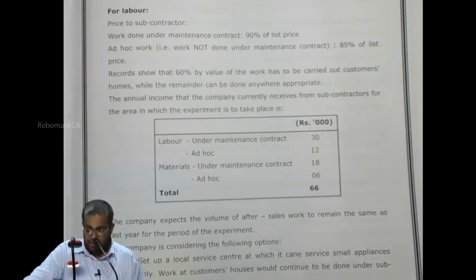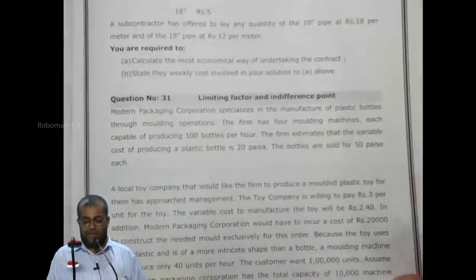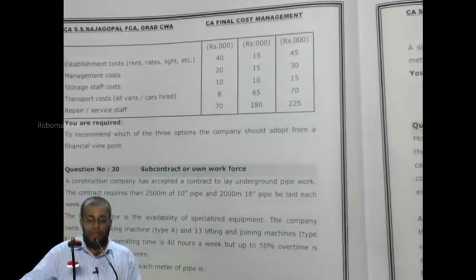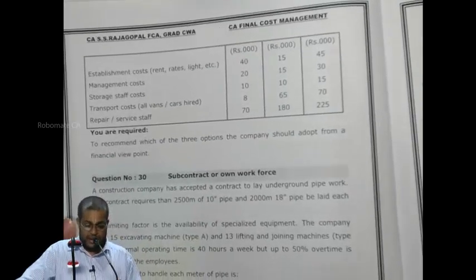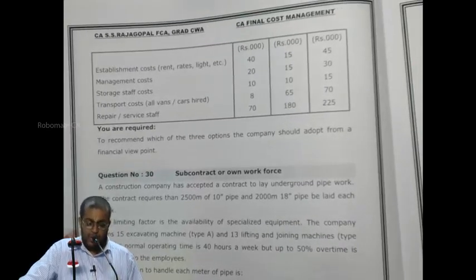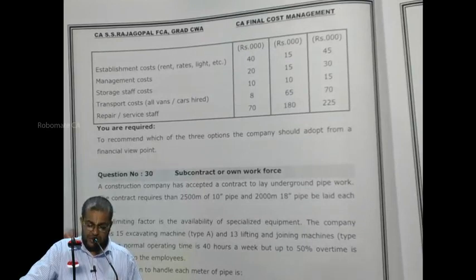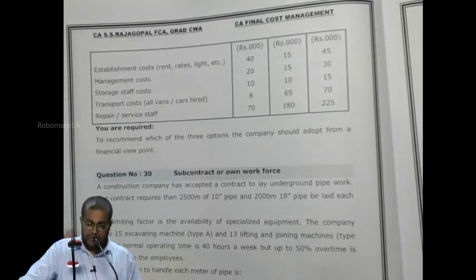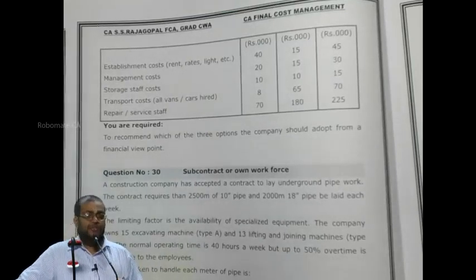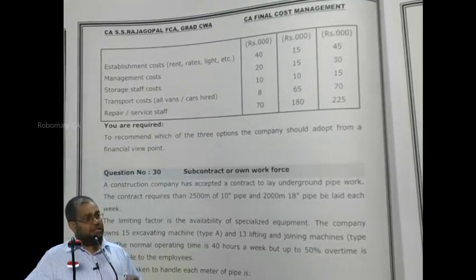If the company were to do the service work, annual fixed costs are budgeted to be, for options 1, 2 and 3, as given. They give you the fixed costs. It includes establishment charges, management cost, storage staff cost, transport cost, repair staff wages, etc. You are required to recommend which of the three options the company should adopt from a financial viewpoint. That is the question. Okay, now I'll just give you a few minutes' time.